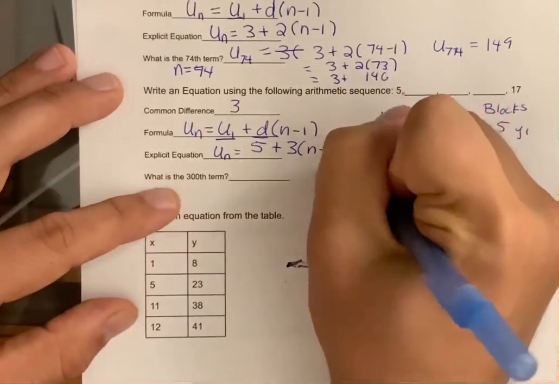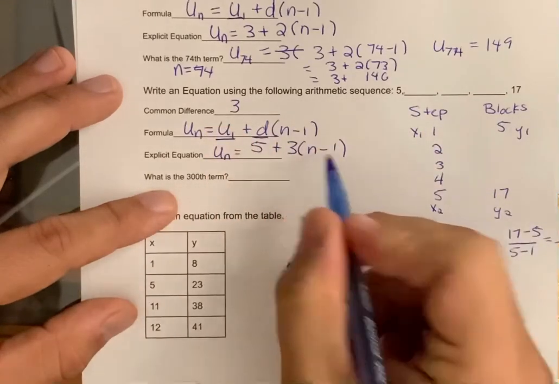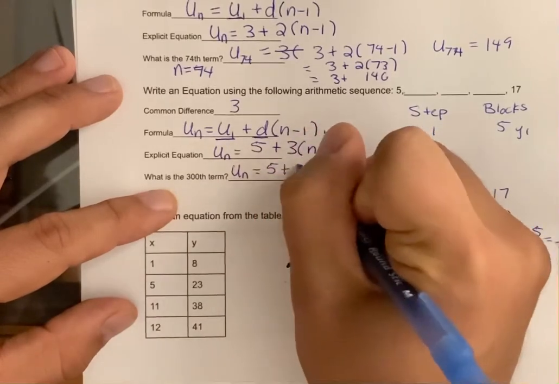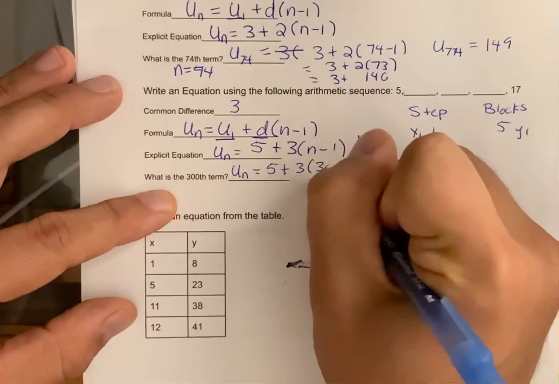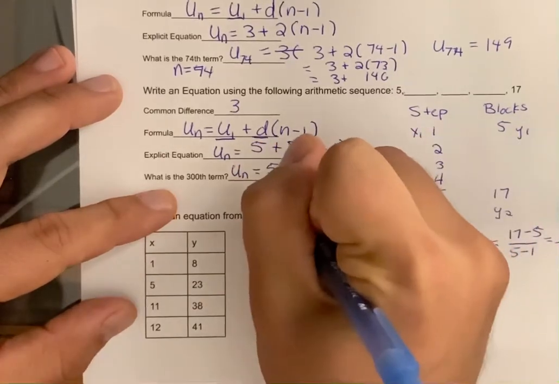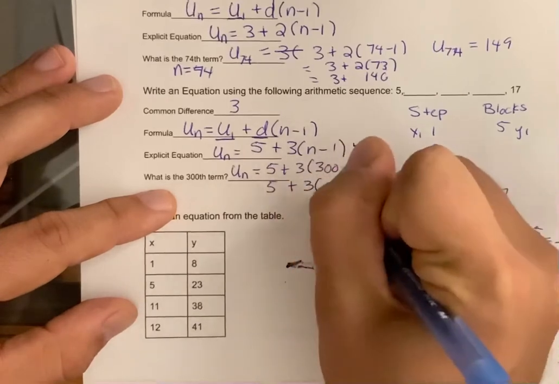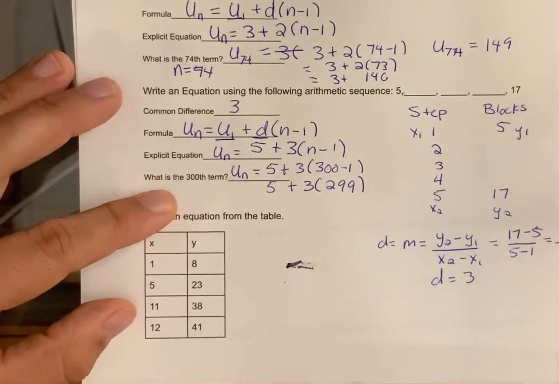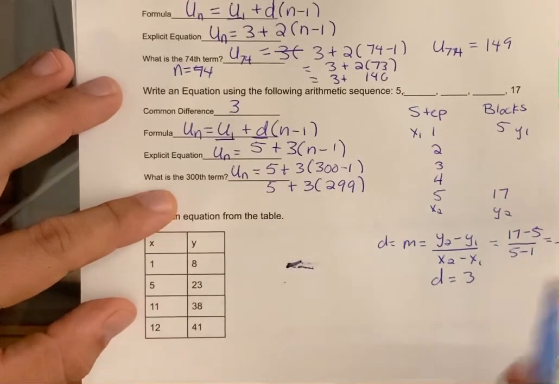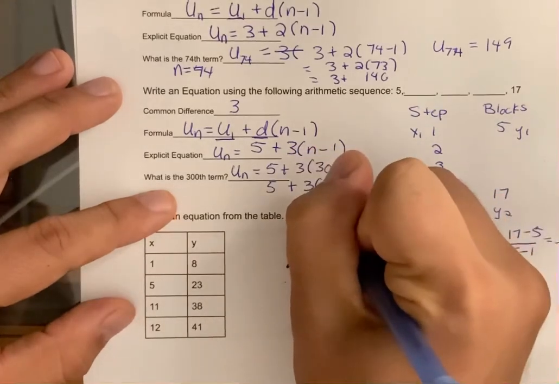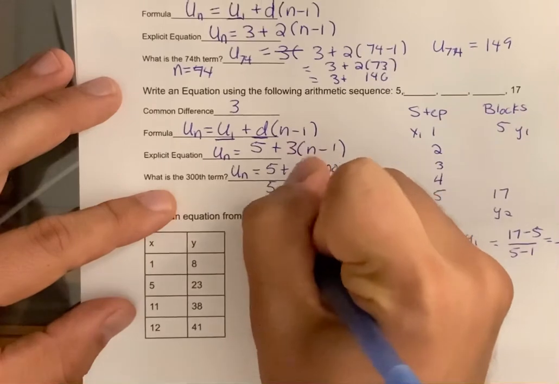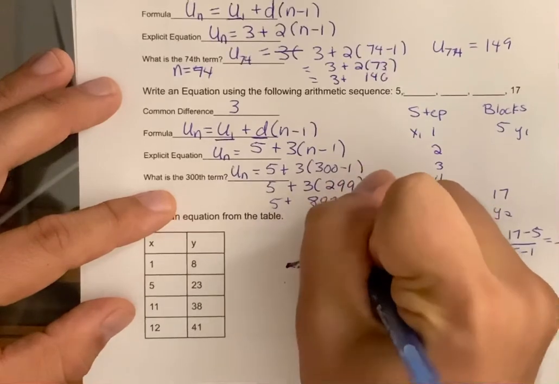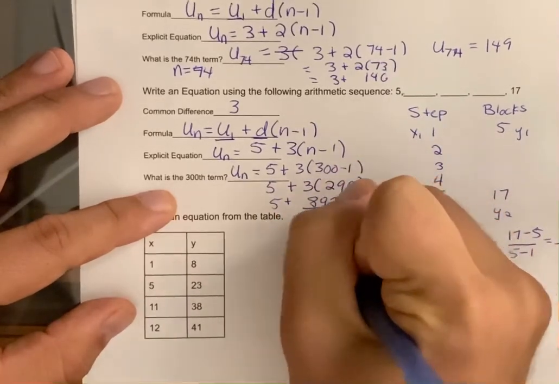And then if I find the 300th term, I substitute 300 in. So u sub n equals 5 plus 3 times 300 minus 1, or 5 plus 3 times 299. And then what I do is I do 3 times 300, which is 900, and then subtract off 3. So 897 plus 5. And then when I add those, it gives me 902. So u sub n is 902.